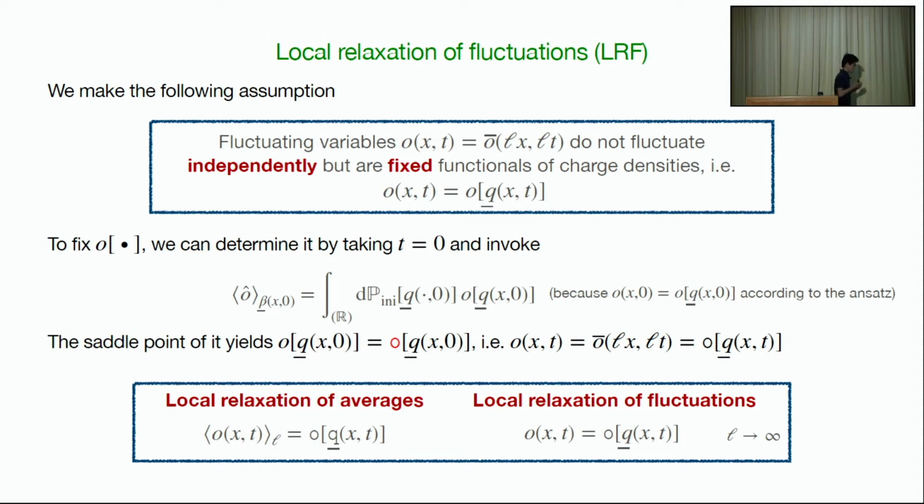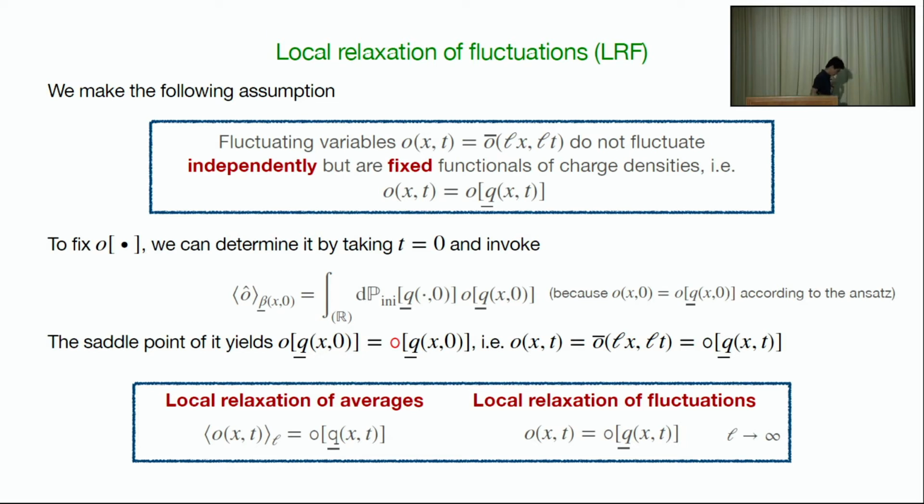So to know the measure that I mentioned, we have to assume something. And the principle that we are going to assume that it holds is what we call local relaxation of fluctuations. So what I mean by that is as follows. Fluctuating variables, the variables that I have been talking about, supposedly fluctuate independently, but the claim or assumption is that they actually do not, but rather are fixed functionals of fluctuating charge densities. So in terms of the equation, our assumption is this one.